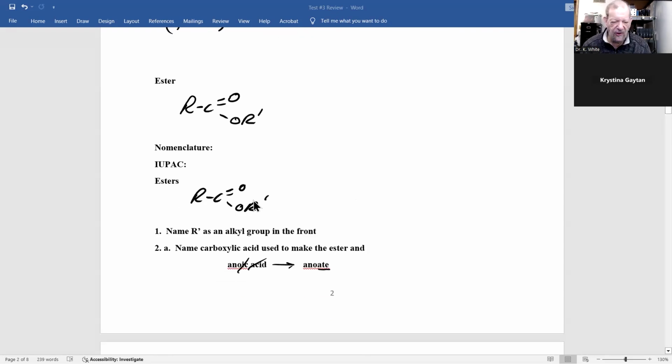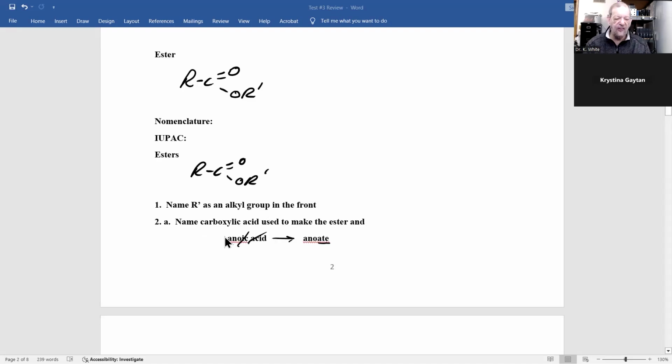And how do you name that? Well, there's two ways. One, the IUPAC: name the R prime as the alkyl group in front. Now, the second step, 2A, name the carboxylic acid used to make that ester, pretend R prime is a hydrogen, drop the IC in the word acid, and add ATE. Now, as a gift, I will not have any substituents on the R group here, but you do it like you normally would, but that makes things hard.